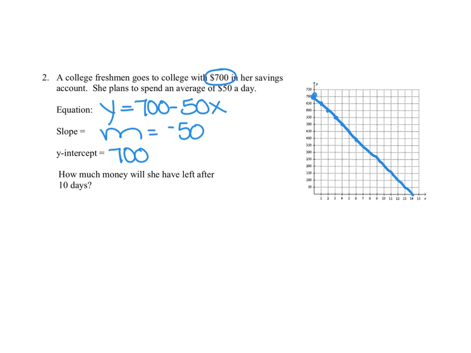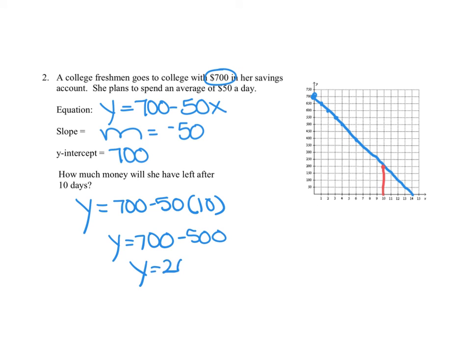So let's go ahead and draw a line going up after 10 days. See how much money we have left. Looks like we have $200 left. So let's try this. y is equal to 700 minus 50 times, now remember, we're going 10 days. We're plugging that in for our x. And y is equal to 700 minus 500. And y is equal to 200. So notice how when x is 10, our y is 200, and we can see that on the graph there as well. In this lesson, we took a look at how to graph equations from the slope-intercept form.